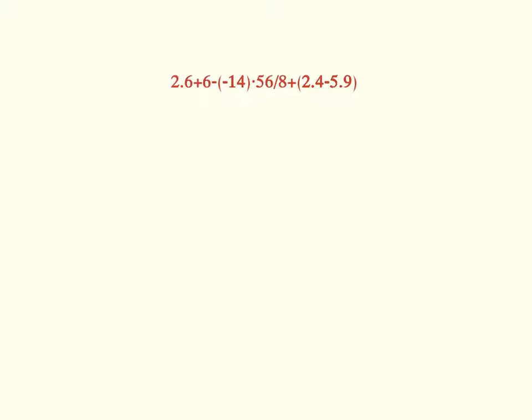So in order to use PEMDAS on this, we would start with our parentheses, 2.4 minus 5.9. Changing that to addition, you get 2.4 plus negative 5.9. And so, on our next line, we would have 2.6 plus 6 minus negative 14 times 56 divided by 8 plus negative 3.5.